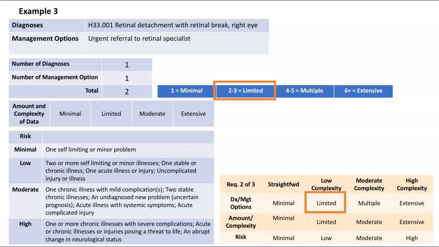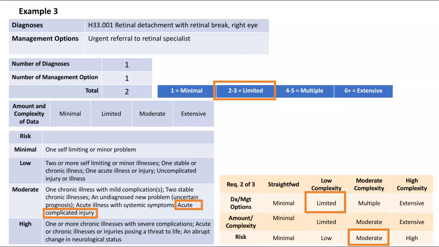So we have limited. Our level of risk here, I'd say, is moderate. This is an acute complicated injury. We're not going to do much about it, so it's not high risk, but we're referring it out. This was an acute complicated injury.